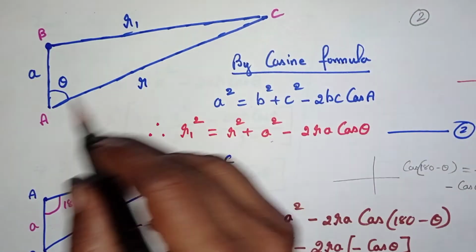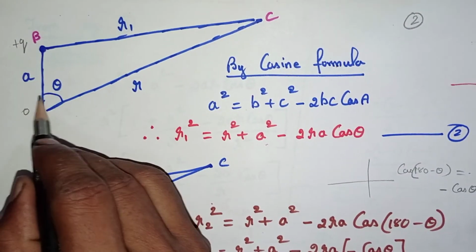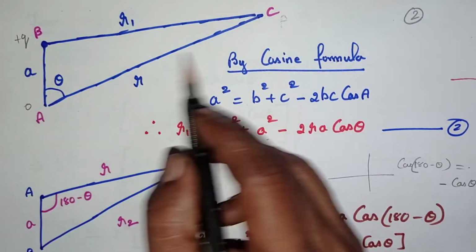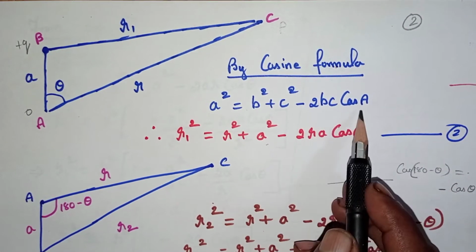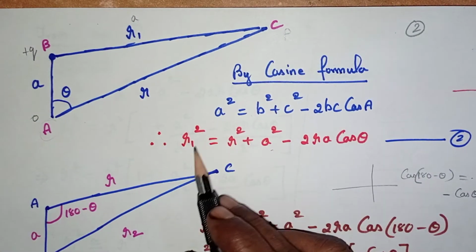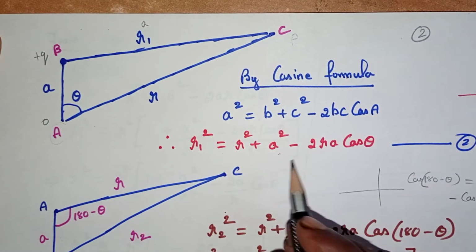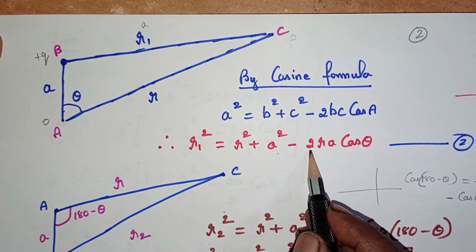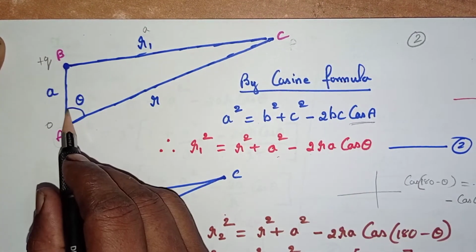So first we consider the first triangle. Here we have charge plus q and this is O, the distance is a, and this is theta. This is the point P. The distances are r1 and r. Now by applying the cosine formula, a square is equal to b square plus c square minus 2bc cos A. So r1 square is equal to r square plus a square minus 2ra cos theta. That is angle A, for which we have cos theta.